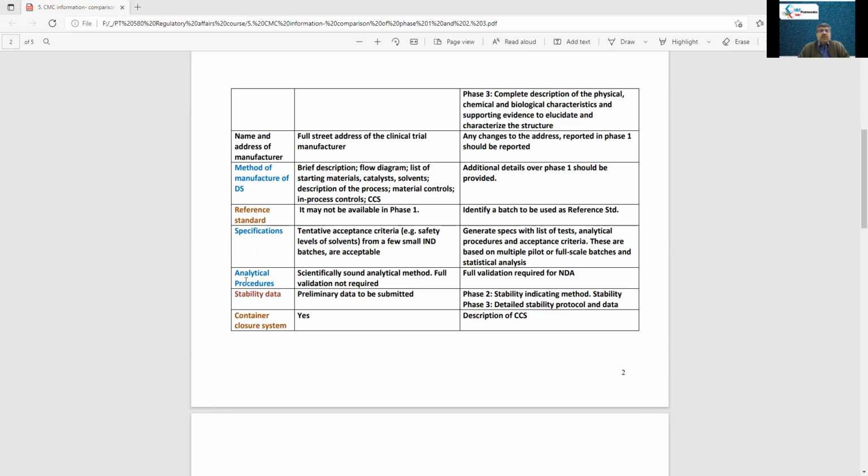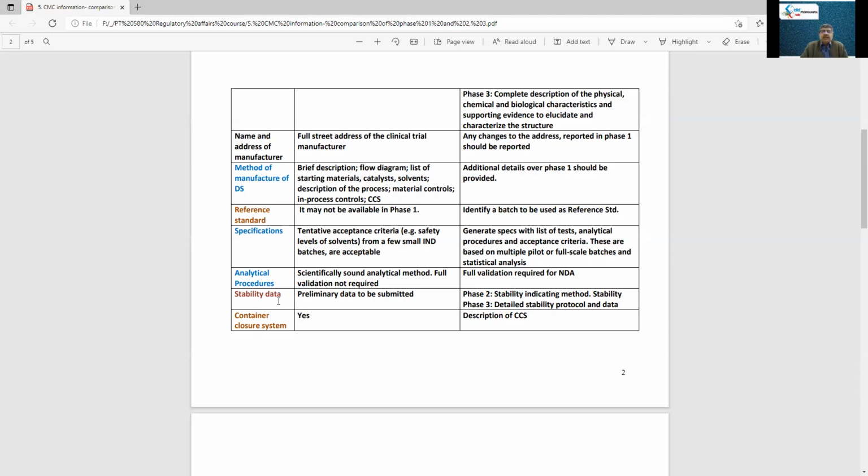Then coming to the analytical procedure, scientifically sound analytical method, and here full validation is not required. While for phase 2 and 3 IND, full validation is required for the new drug application, which means when we are submitting the new drug application, we must have full validation of the analytical method, and this should become part of the CMC section in that particular IND.